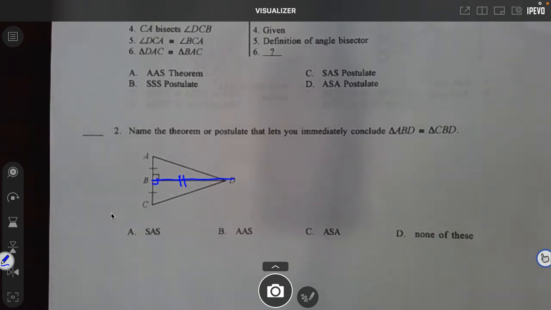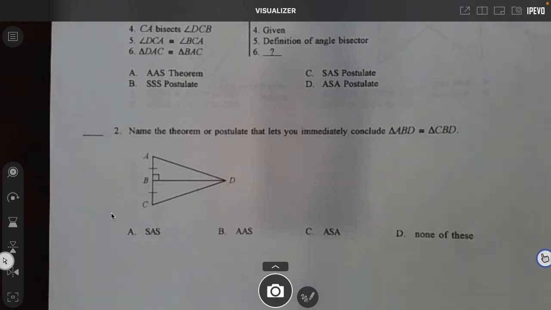Now here's your answer choices. Is it an angle, angle, side? Is it an angle, side, and an angle? Or is it a side with an angle and a side? It's side, angle, side. So that's fine.